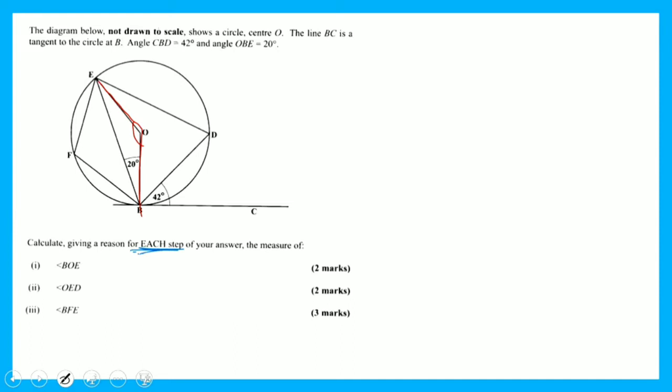So how do I get to BOE? First of all, I need to know what this part here is. And that angle is BEO. So we need to mention that BEO is 20 degrees. And you add in a reason right there. You write, you say, these angles in an isosceles triangle are equal. Done. And then you put in your 20 on your circle, inside a circle.